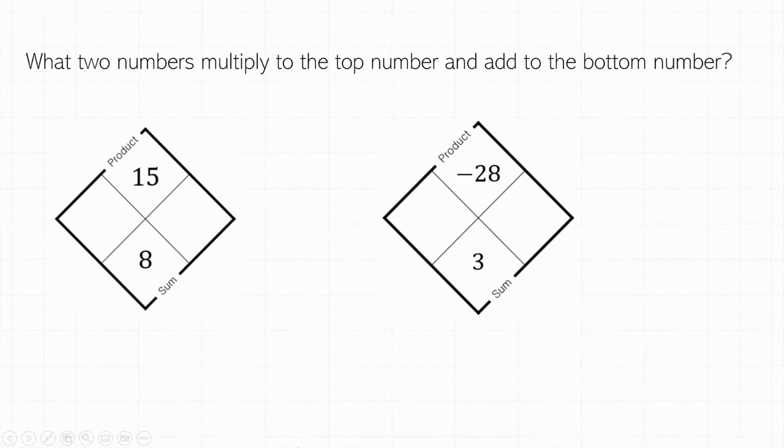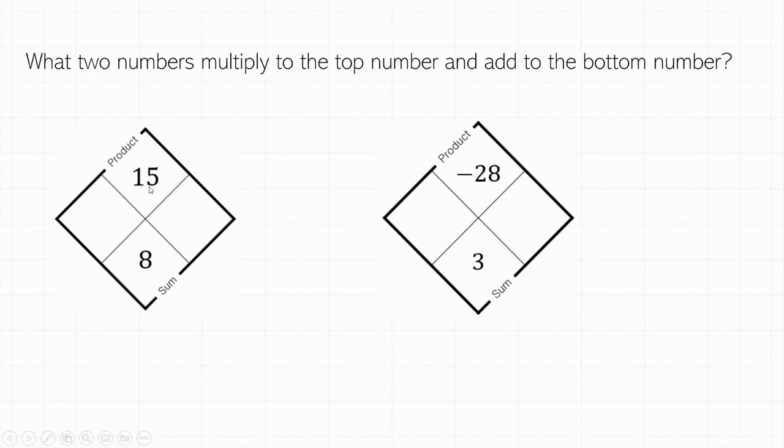I'm going to show you how to solve these diamond problems. The question is to figure out what two numbers multiply to the top number and add to the bottom number. What I like to start by doing is listing all the factor pairs for the top number.